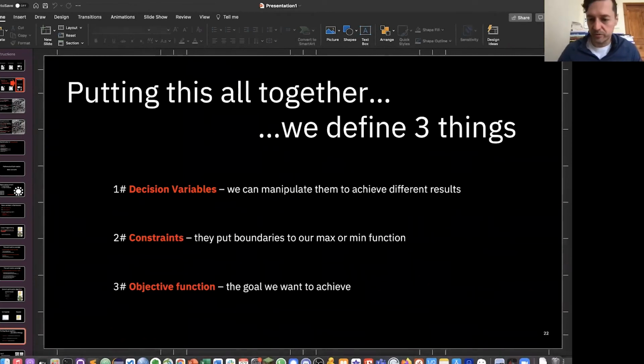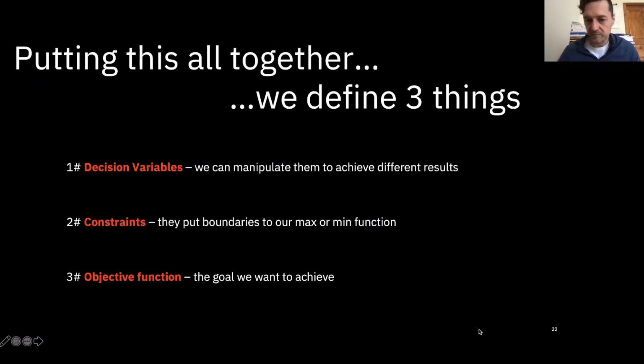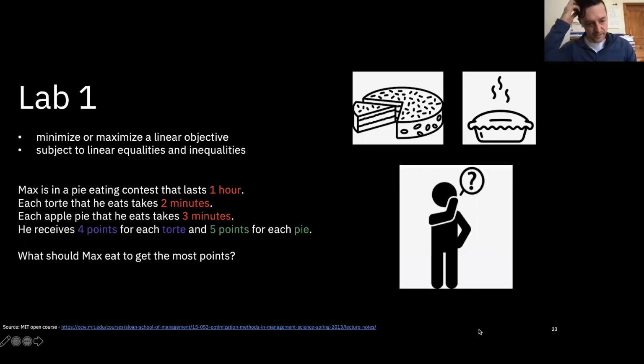And going back to our use cases, let me explore the first use case. Right, so we've got a cake eating competition. We've got Max, and he's in this pie eating contest, and the contest lasts for 1 hour, which is 60 minutes. And then Max has two options. This is super simple, as I promised, and I keep it simple. So the one option is torta, and the second option is apple pie.